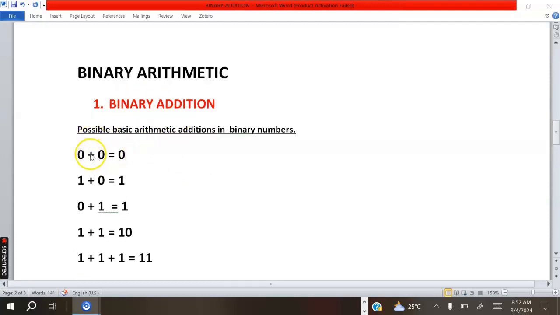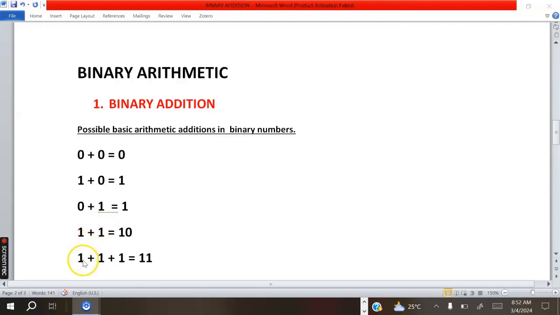For example, 0 plus 0 for binary addition is supposed to give you 0, while 1 plus 0 is supposed to give you 1. 0 plus 1 is supposed to give you 1, while 1 plus 1 should give you 1, 0. Remember, this is binary addition, not the normal numbers. Therefore, we have to state it as 1, 0 and not 10.